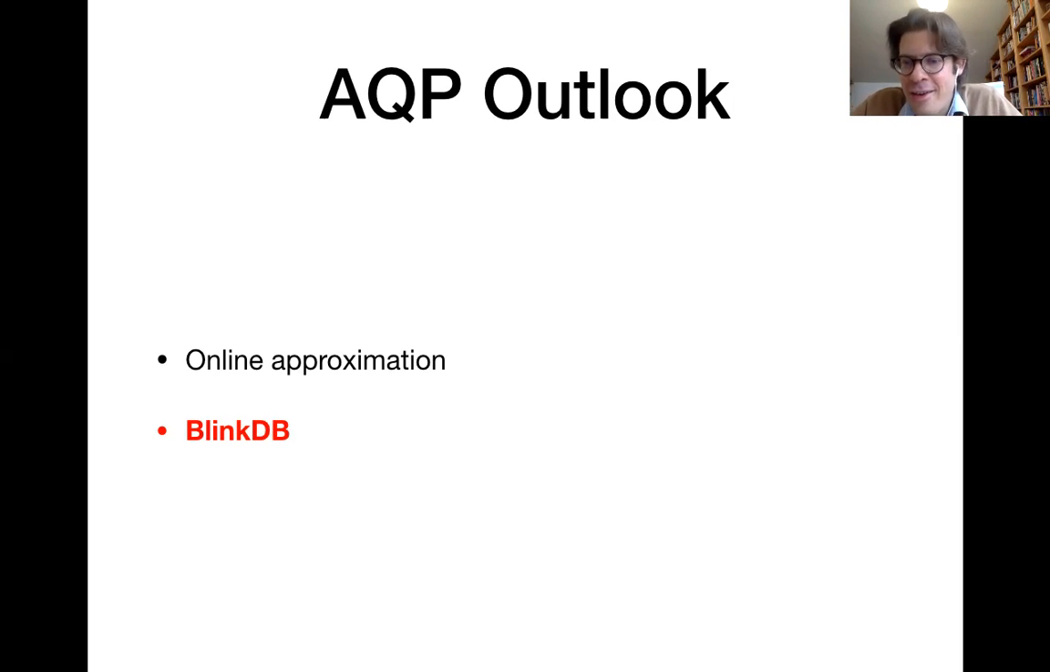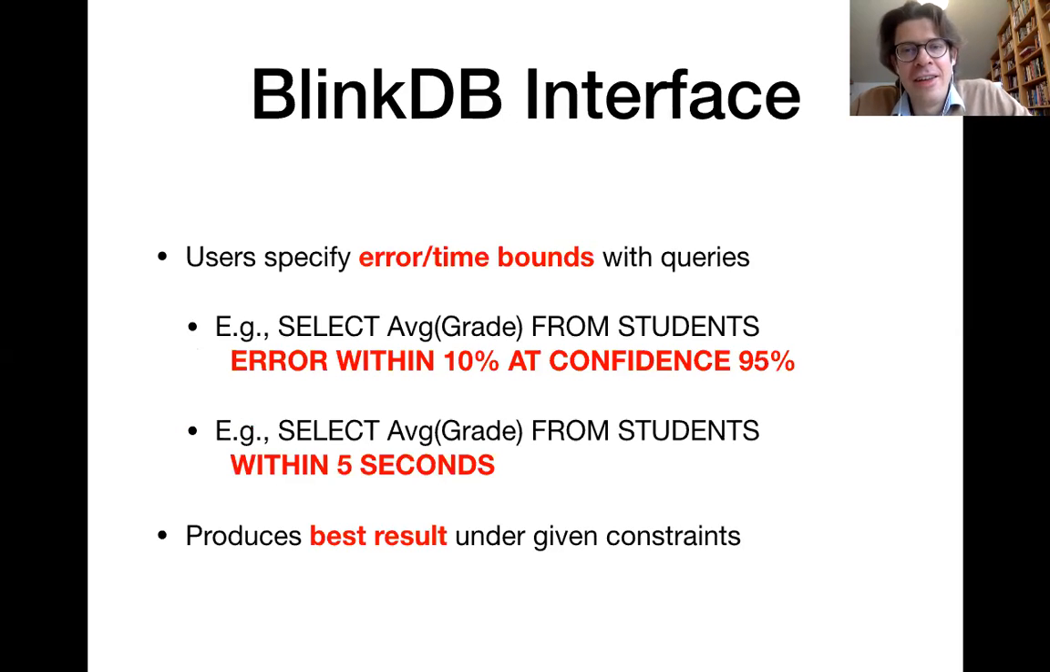All right, good. So now we are discussing a more recent system for approximate processing, which is called BlinkDB. It appeared a couple of years ago, and it essentially has the following interface. Users can specify SQL queries, and together with the query itself, they specify some kind of bounds. There can be either bounds on the error.